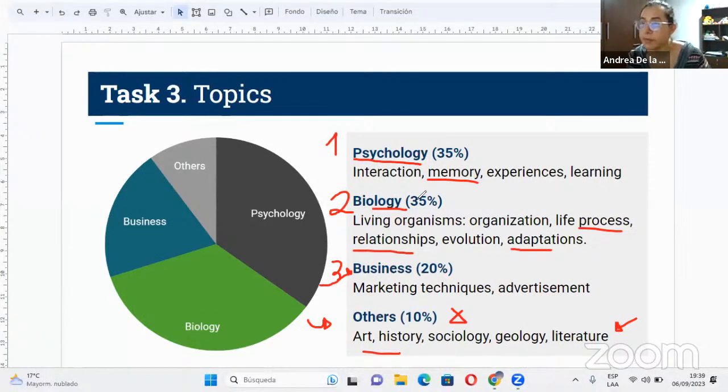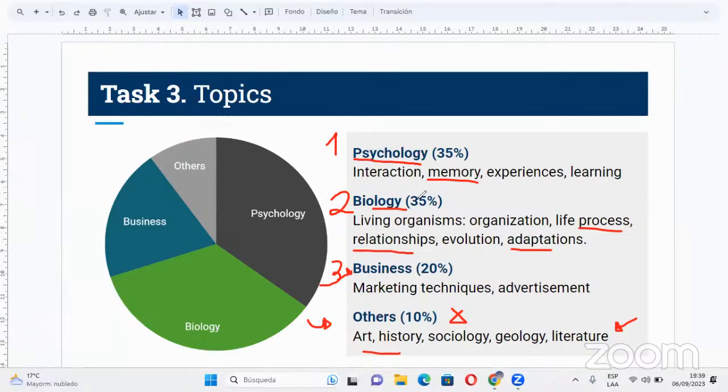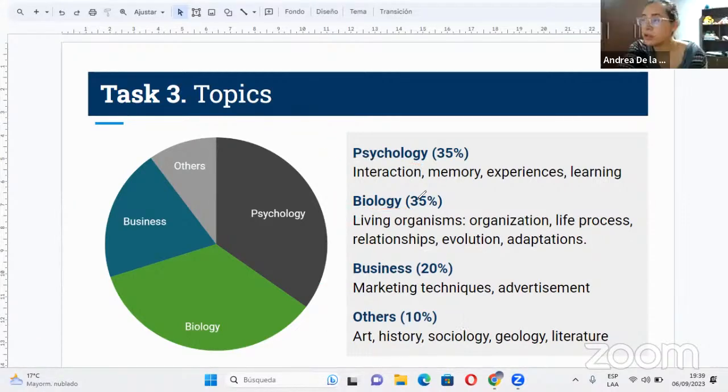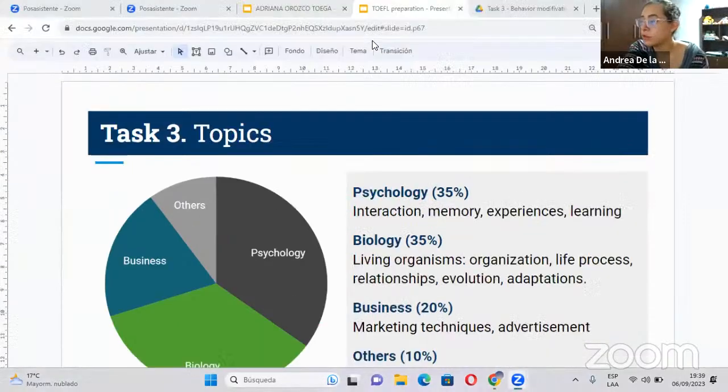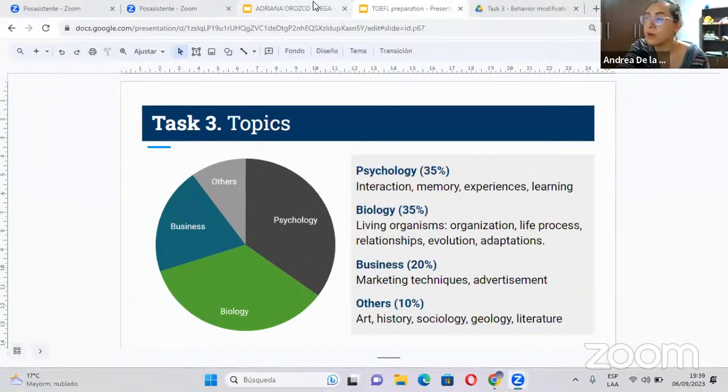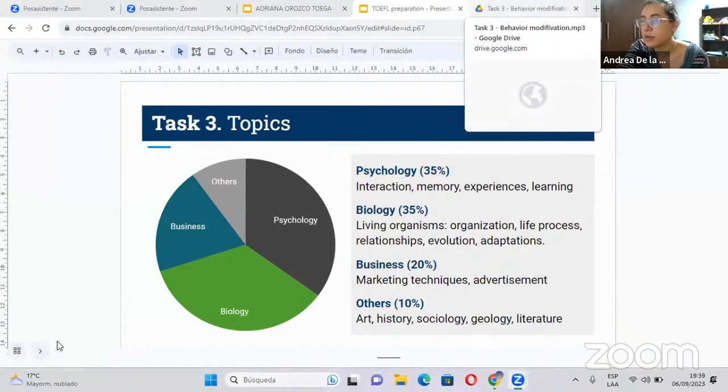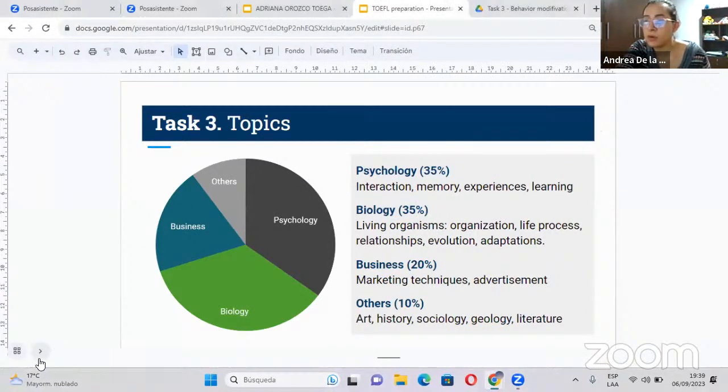Is that okay so far? Any questions about this? So we've done psychology. Let's do business and biology now so that you get to see one of each. And tomorrow we'll be practicing either way. So it should be fine.